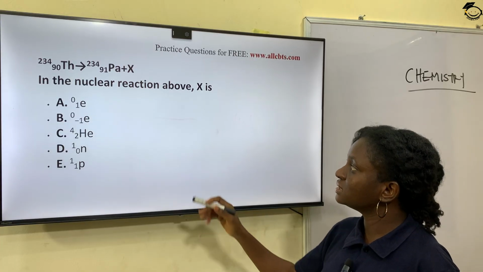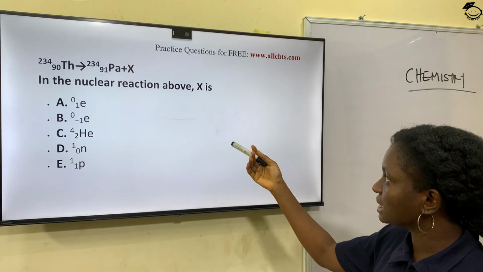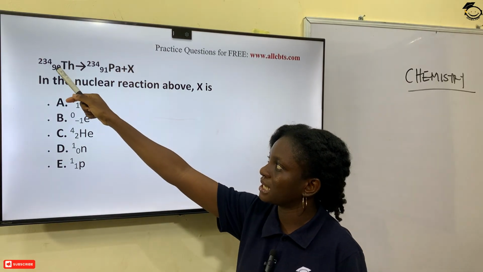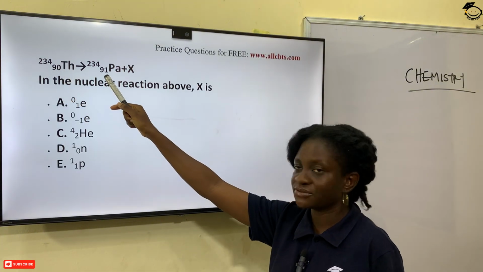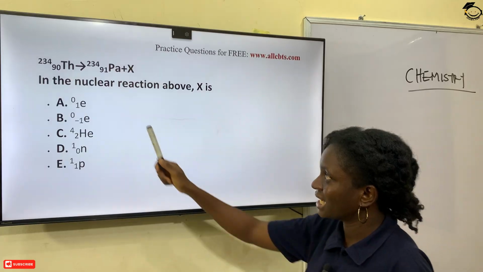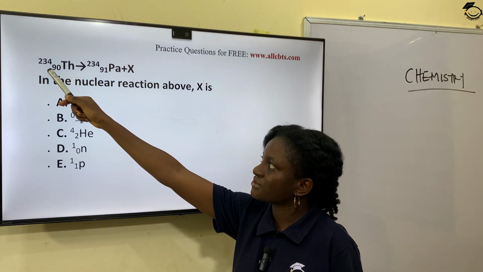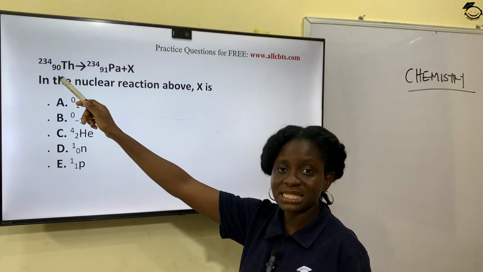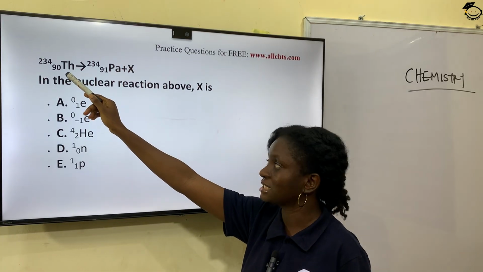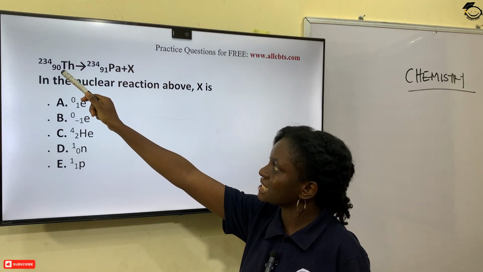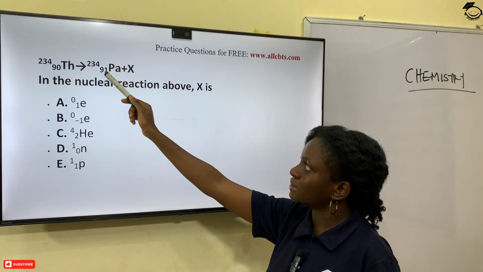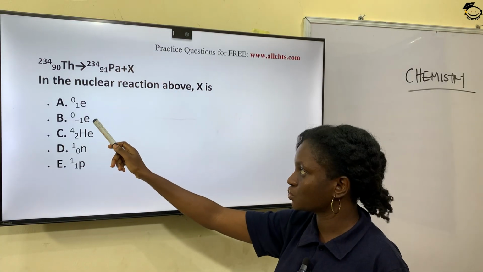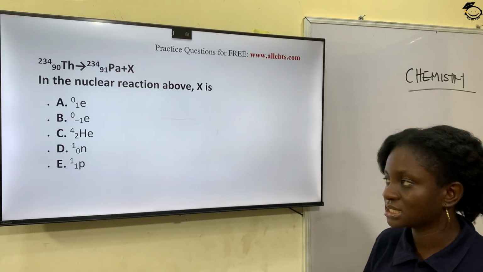Next question. In the nuclear reaction above, what is X? X is unknown. From this reaction, the upper number 234 is known as the mass number. We can see that they are equal, so the difference is 0 charge. For the atomic number, that's the lower number at the base, we have 90 here and 91. So that means we have a difference of 1. So we have 0 and minus 1. Option B is the correct answer.